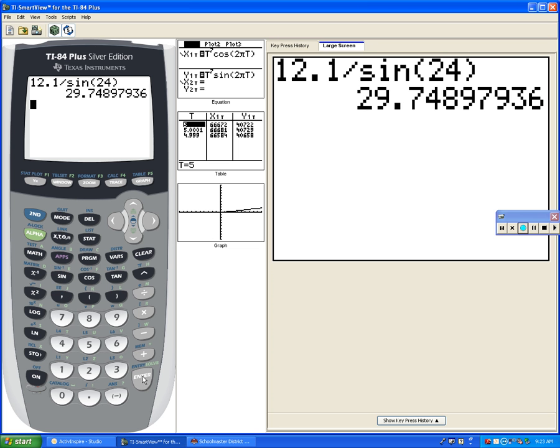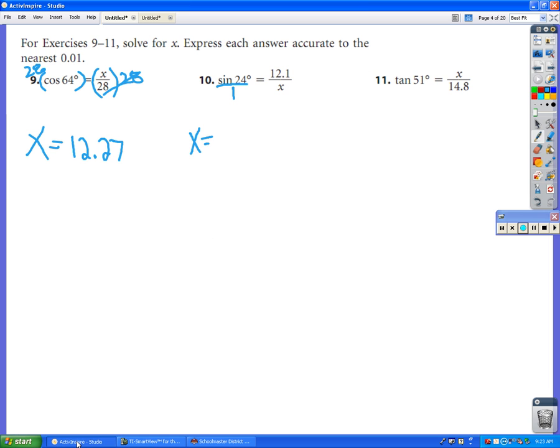And that gives me, they want 2 decimals, so 29.75. It says to round to the nearest hundredth, so you have to go 2 decimals.